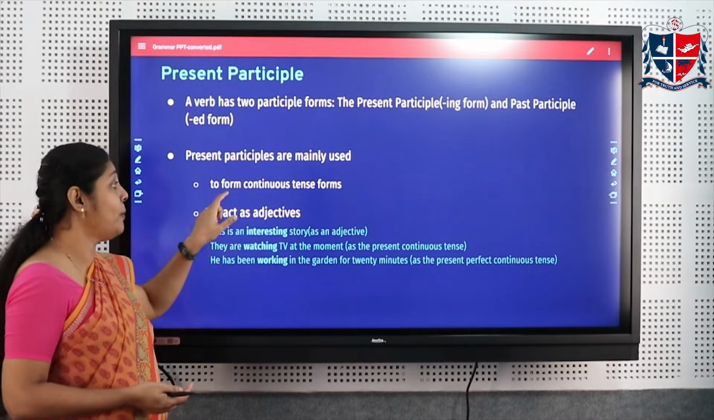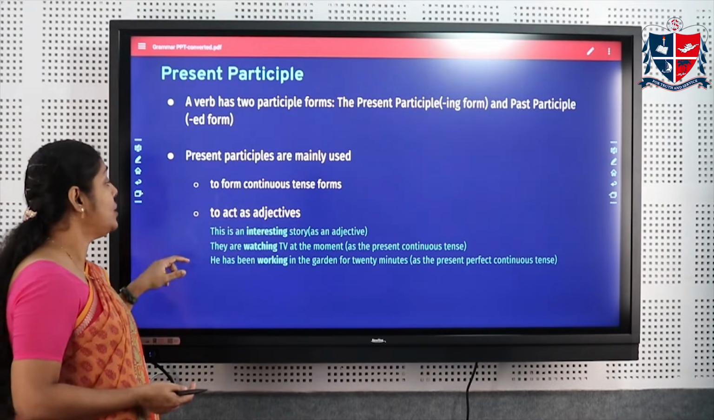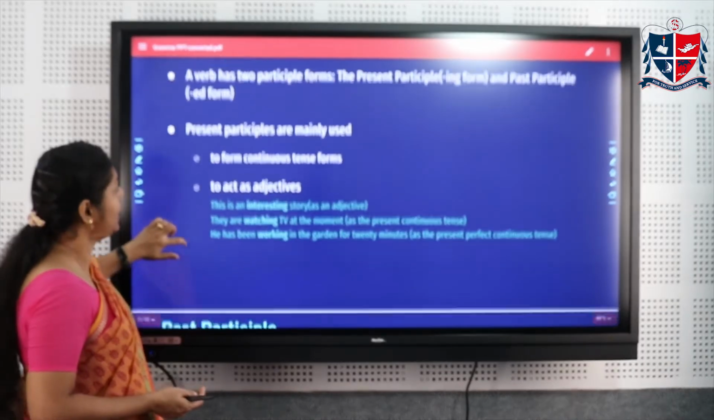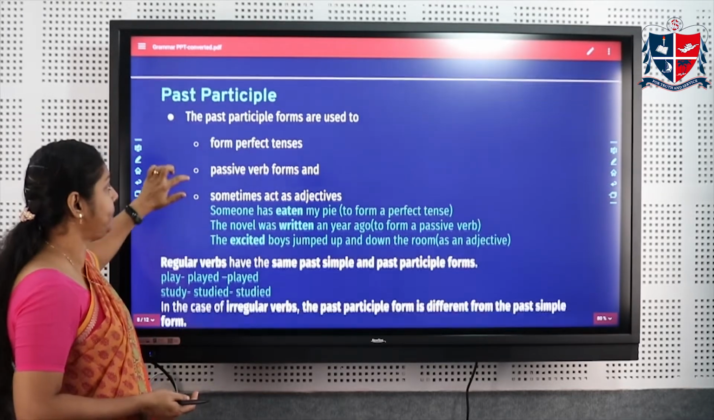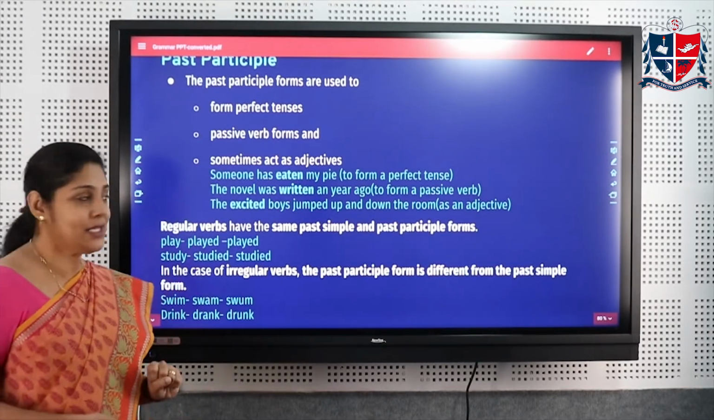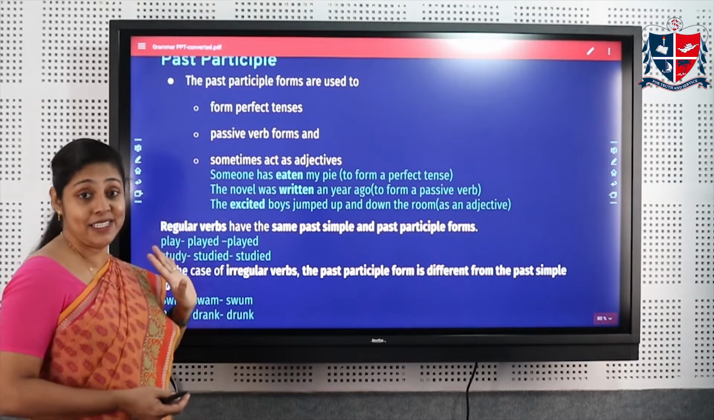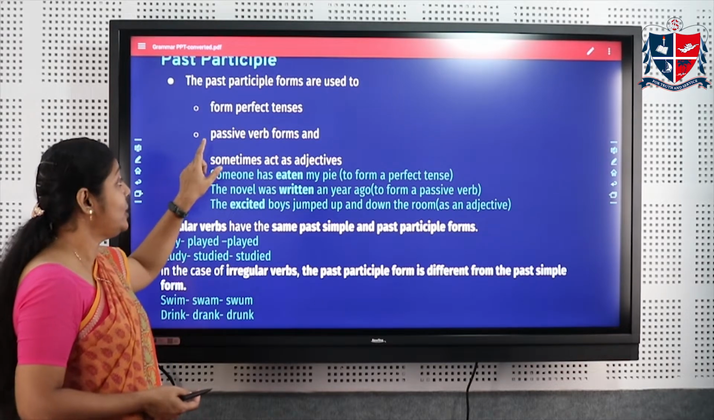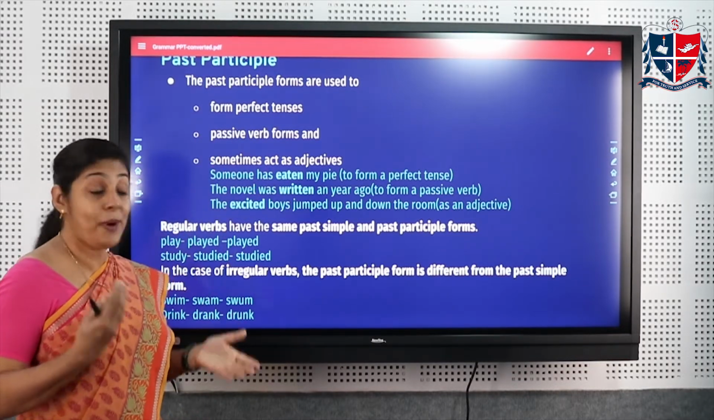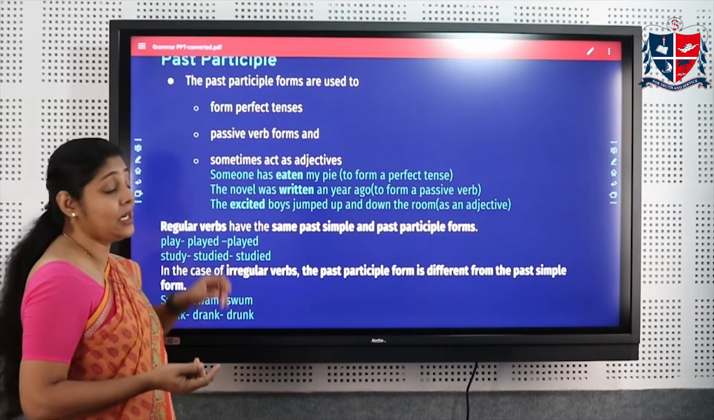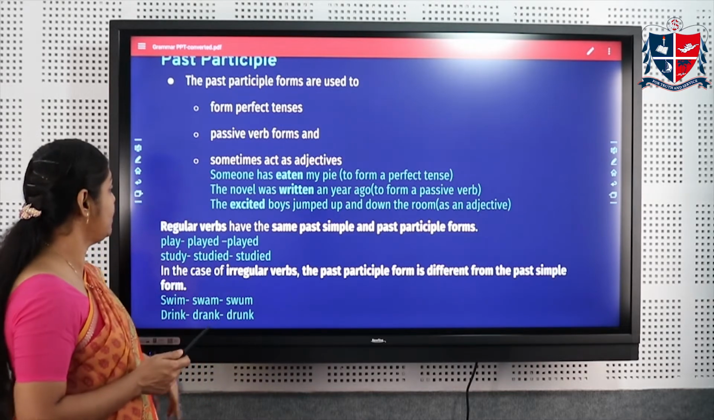They are used to form continuous tense forms or to act as adjectives. Then we come to the past participle. The past participle forms are used to form perfect tenses, right? And also to form passive verb forms and sometimes to act as adjectives. I've given examples for all that.